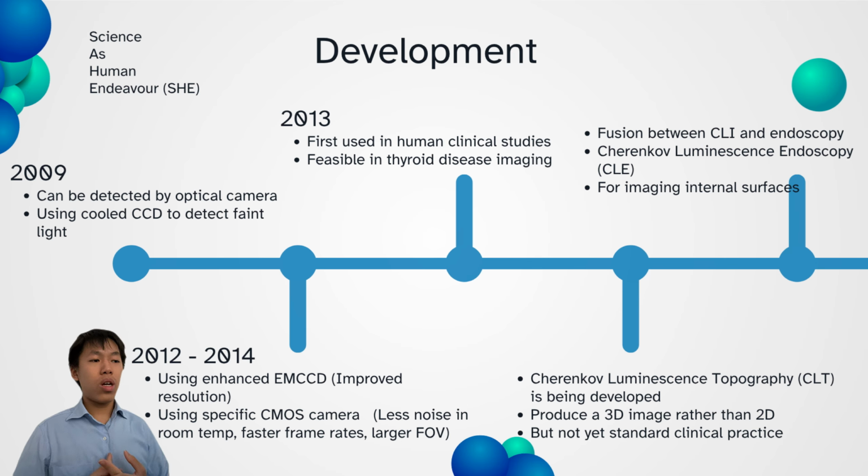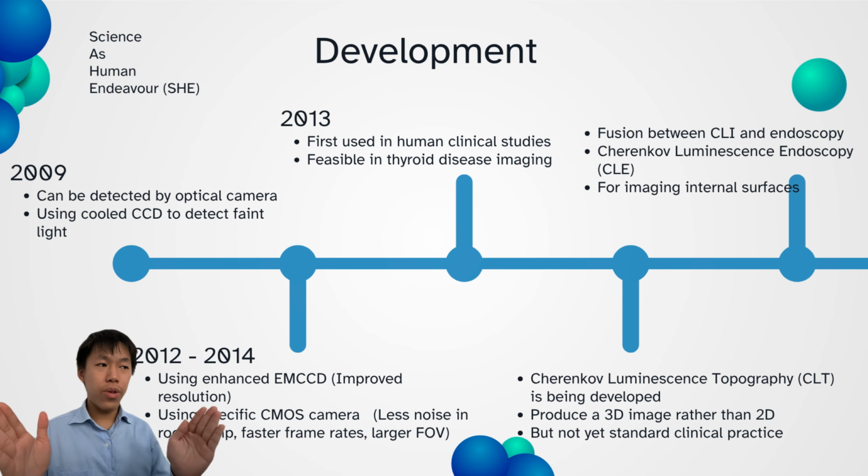And next, 2012 to 2014, the detector was improved, using the EMCCD, the electron multiplying charge coupled device. We also use the specific CMOS camera, which leads to less noise at room temperature, faster frame rates, and also a larger field of view.